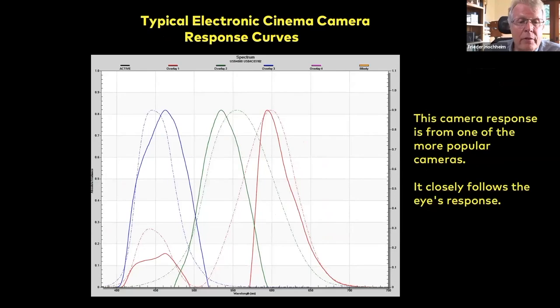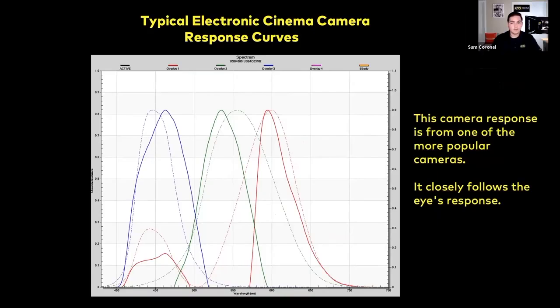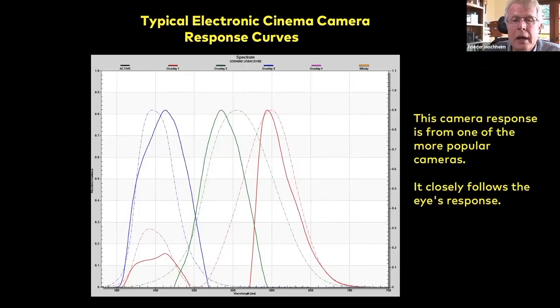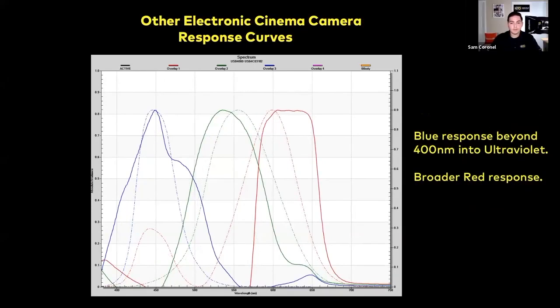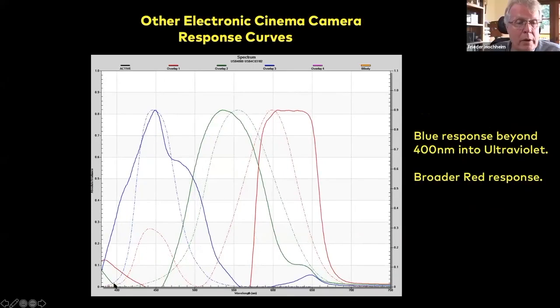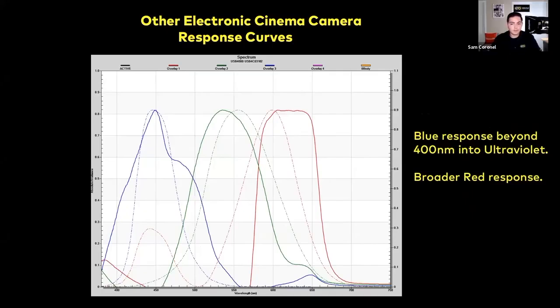Now here is a very good camera that we're all familiar with. It's irrelevant to talk about which one it is. What's more important is to understand how these curves relate to the way our eyes see, and how these curves from this camera relate to another camera, which is this camera. And here we see an immediate difference where there is some UV response, and we see that there's a broader red response curve. This doesn't make it any better or worse than the other cameras. It just shows a difference.